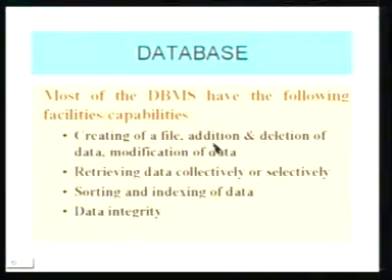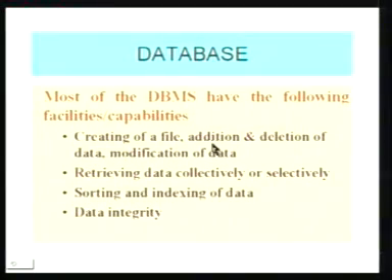In Unix operating system it is byte by byte, whereas in Windows NT and other operating systems, what we'll call them, record by record. So any DBMS, whether it's Oracle or Ingres, these are the important features of any database management system. Creating of a file, just look at this slide please. The creating of a file, additions and deletions of data, modifications of data.